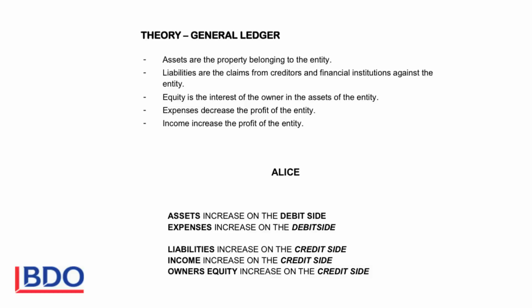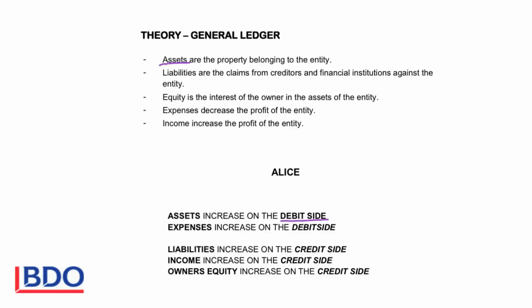Assets are the property of the entity, so it's all the things that belong to the business and they have control over, and very important, in the future it will lead to an income of money. Assets increase on the debit side, and assets will always have debit balances.